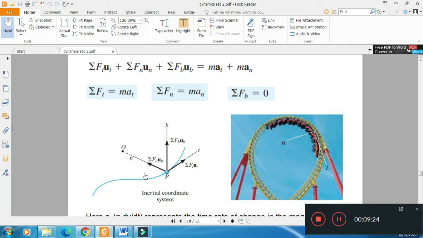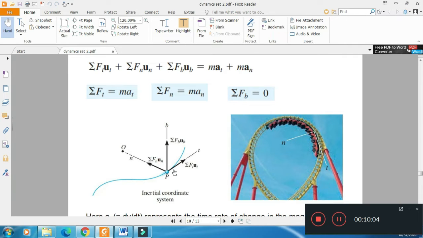You can see the schematic. This is the path of the particle shown with the help of the blue line, and this is the instantaneous position. When we draw a tangent, we get the tangent direction, and perpendicular to this, towards the center of curvature, we have the normal direction. Normal and tangent are perpendicular to each other, and there is another axis which is perpendicular to both tangent and normal. This is the binormal direction.